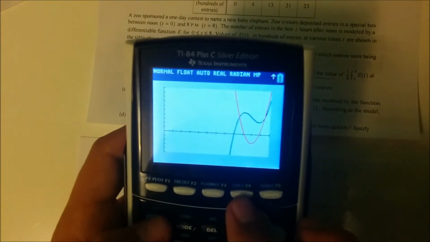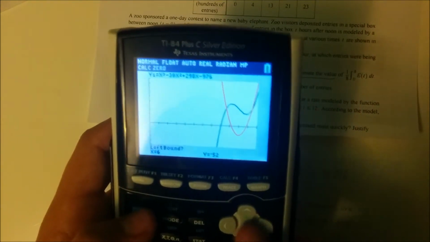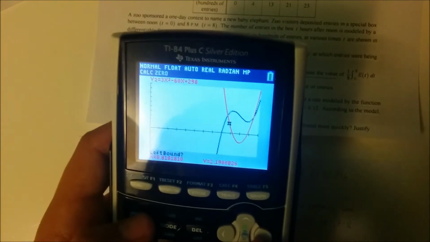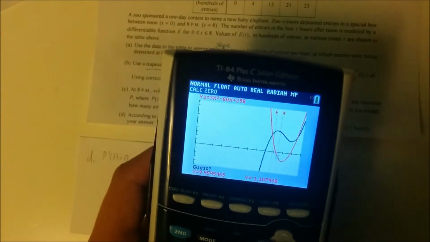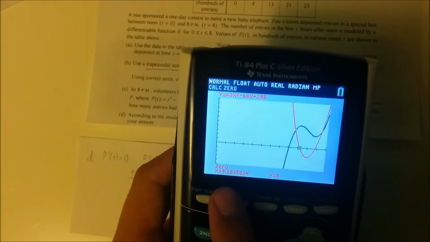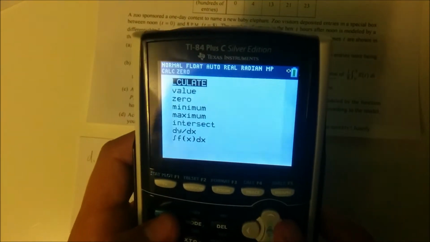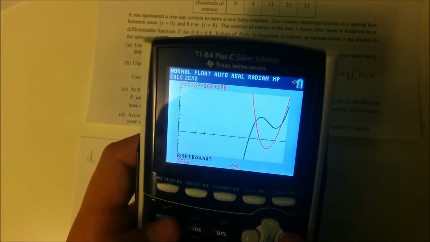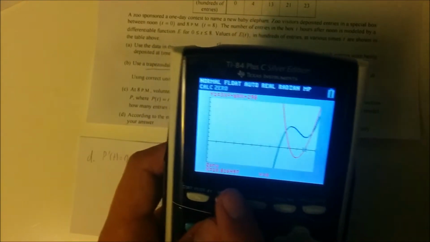Then you press second calc and you find the zeros. Where the zeros are, that's where P prime of t equals 0. So right here we have one of them, at 9.1835034, and the second one will be at 10.816497.